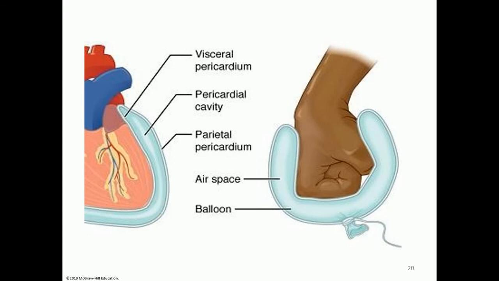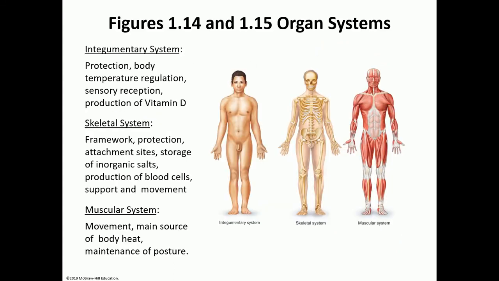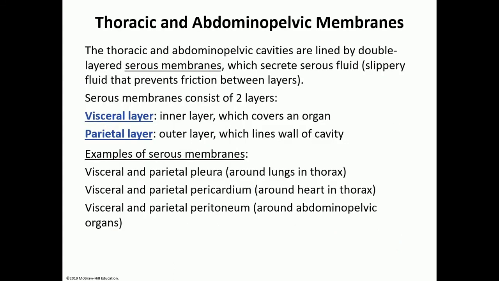For the other layers, the one surrounding the heart, we already know, is the pericardium. The one that surrounds the lungs is known as the pleura, so there's the visceral and parietal pleura. And the serous membrane that surrounds the abdominal and pelvic organs is known as the peritoneum.